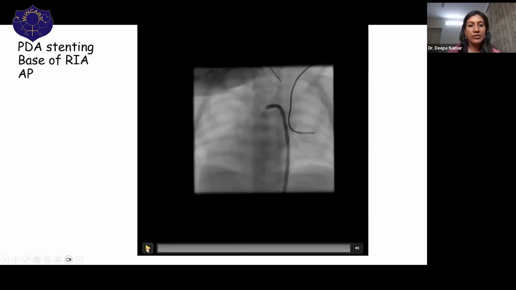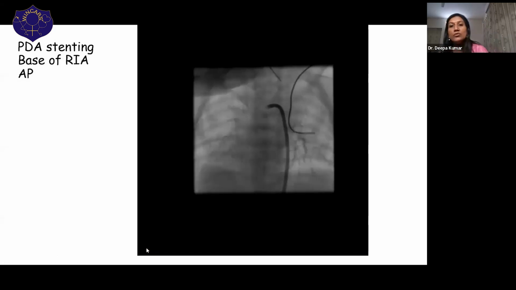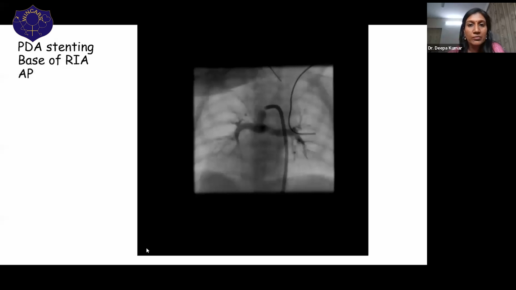Now, when we do interventions in the newborn, we have to go in and do things very urgently, especially when you're dealing with a PDA stenting. So always we have to decide where the PDA is coming from. Especially in a PDA stenting, you have to know the anatomy of the PDA, and you have to be prepared to go in and do an angiogram in a definite view. Even prior to taking puncture, you should be ready.